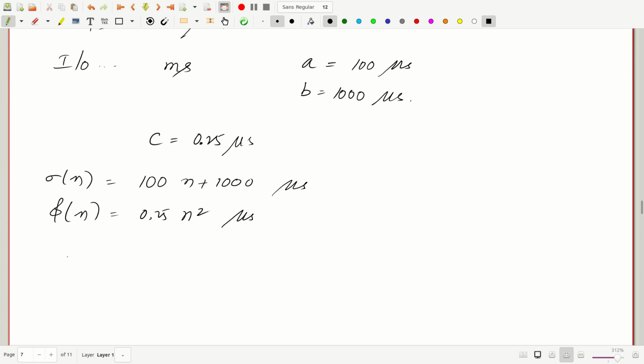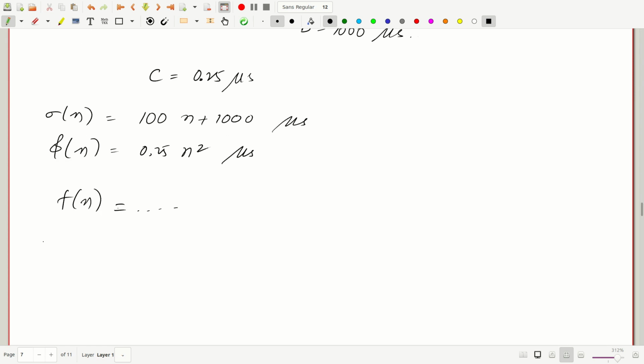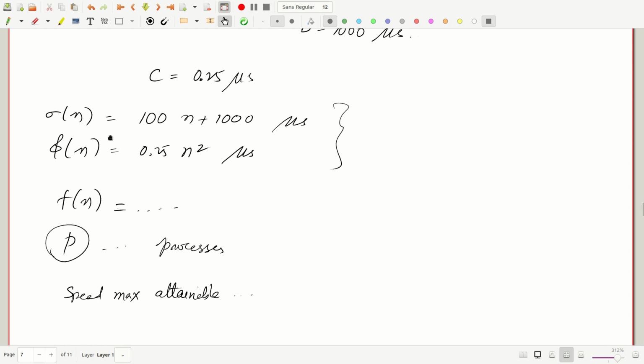Then you could calculate what is f as a function of n, right? F of n can be calculated. Once you know f of n, and given a particular problem size, or a particular number of processes, we could calculate what is the maximum speed up attainable for this particular algorithm. Now I have some algorithm for which I have defined the sequential part and the parallel part of the computation.